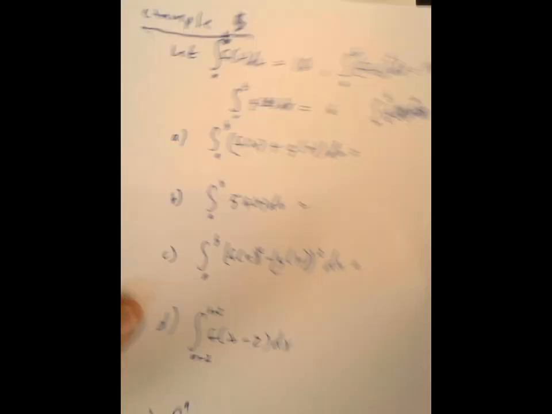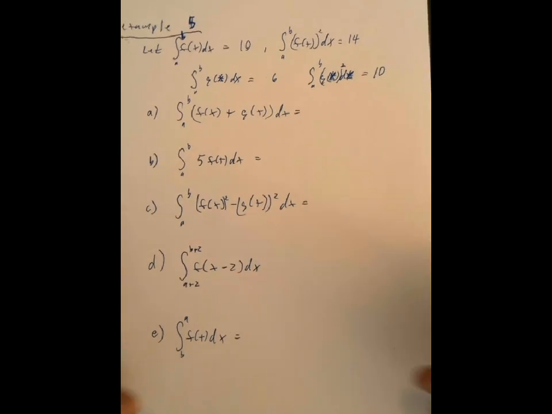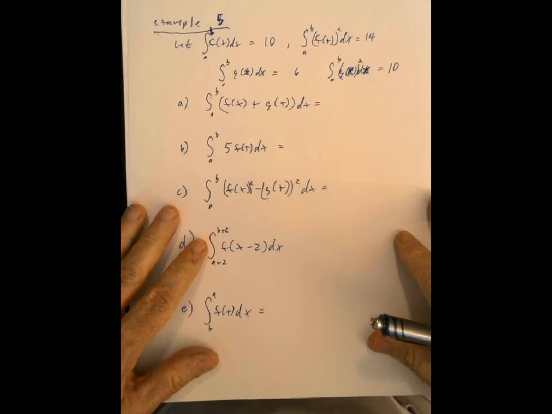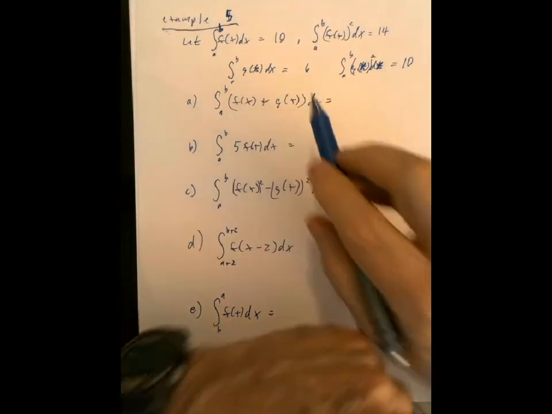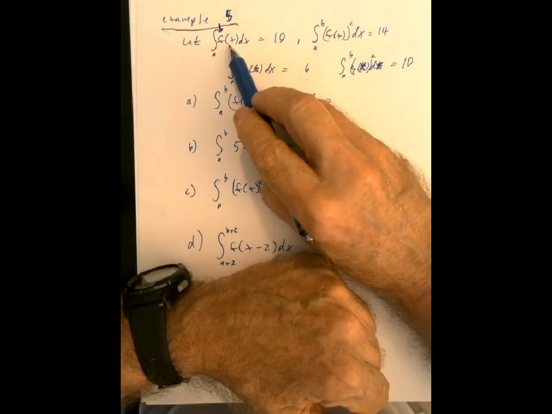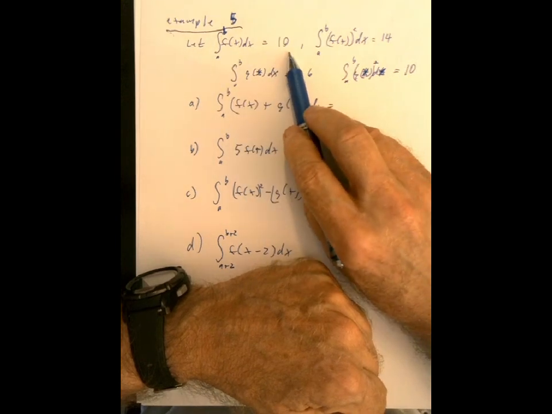Now we've got one more set of problems I want you to try, and these are just going to be practicing some more of the way of combining integrals. Here's an example here in example 5. We're going to say that we know, you're given, that when we integrate a certain function from a to b, the area comes out to be 10.